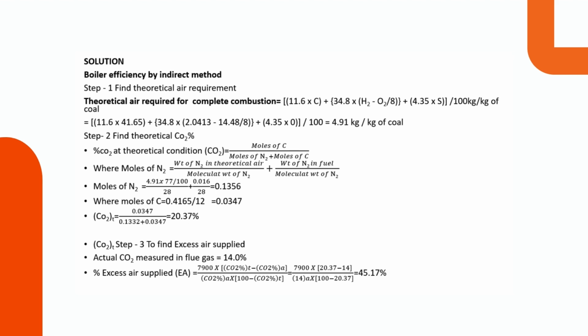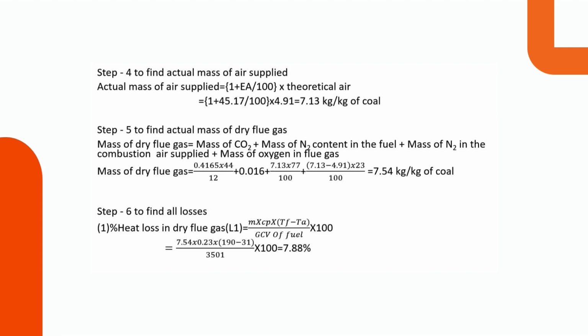Step 3. To find excess air supplied, actual CO2 measured in flue gas equals 14%. It can be calculated as excess air supplied EA equals 7900 into CO2 percent theoretical minus CO2 percent actual, divided by CO2 actual into 100 minus CO2 percent theoretical, which comes to 45.17%.